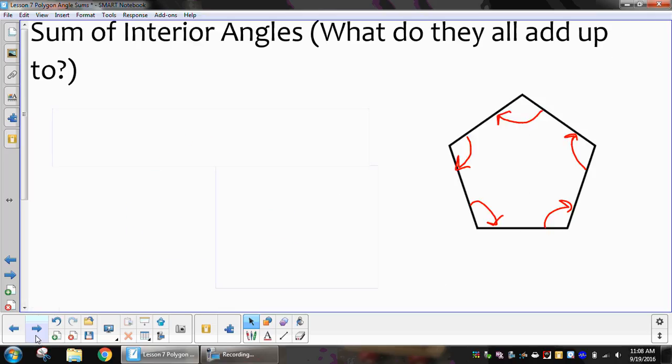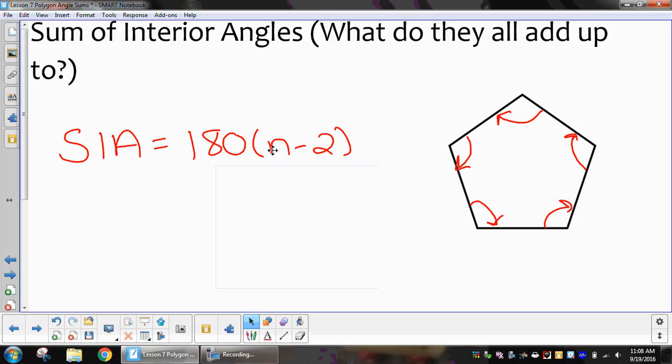Adding up all the inside or interior angles is a little bit different. They don't always add up to one number, but we do have a formula for that. So I've got my pentagon again, my 5-sided polygon, and I've showed you here in red all 5 interior angles. If a polygon has 5 sides, then it has 5 interior angles, it has 5 exterior angles. And we do have a formula to find the sum of the interior angles. I make that shorter. I use SIA.